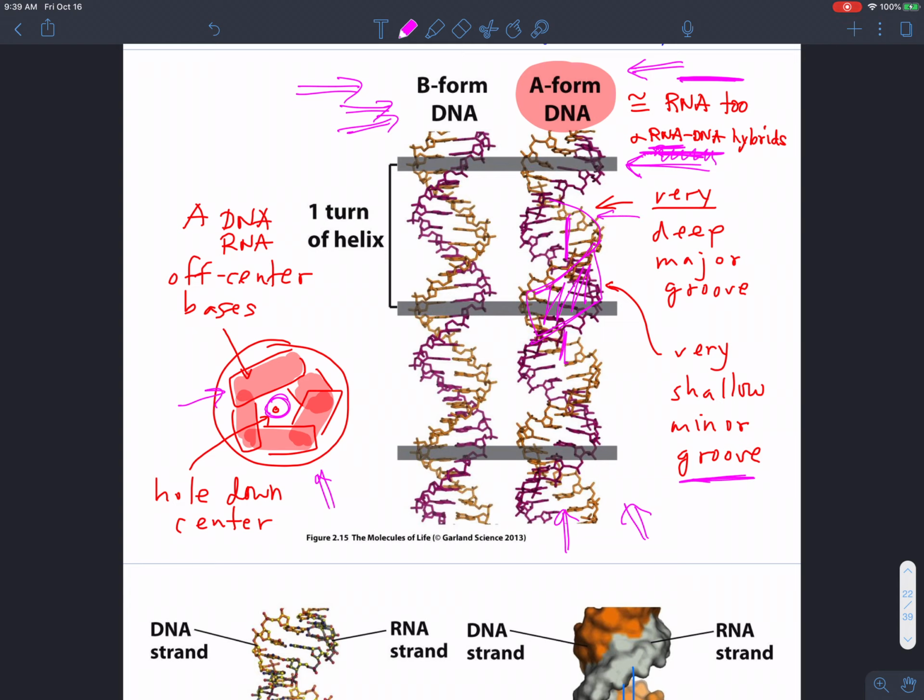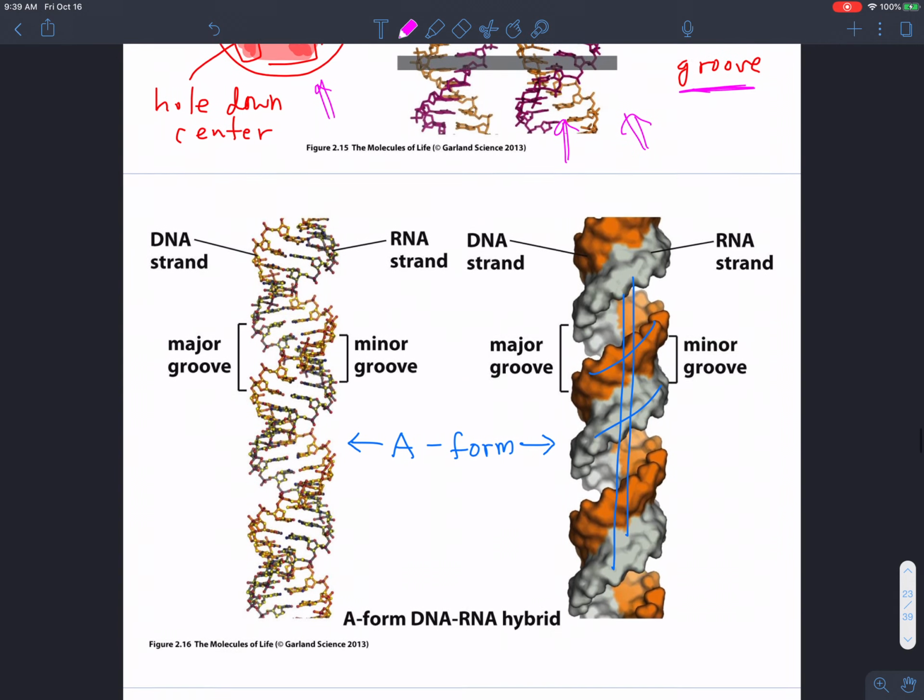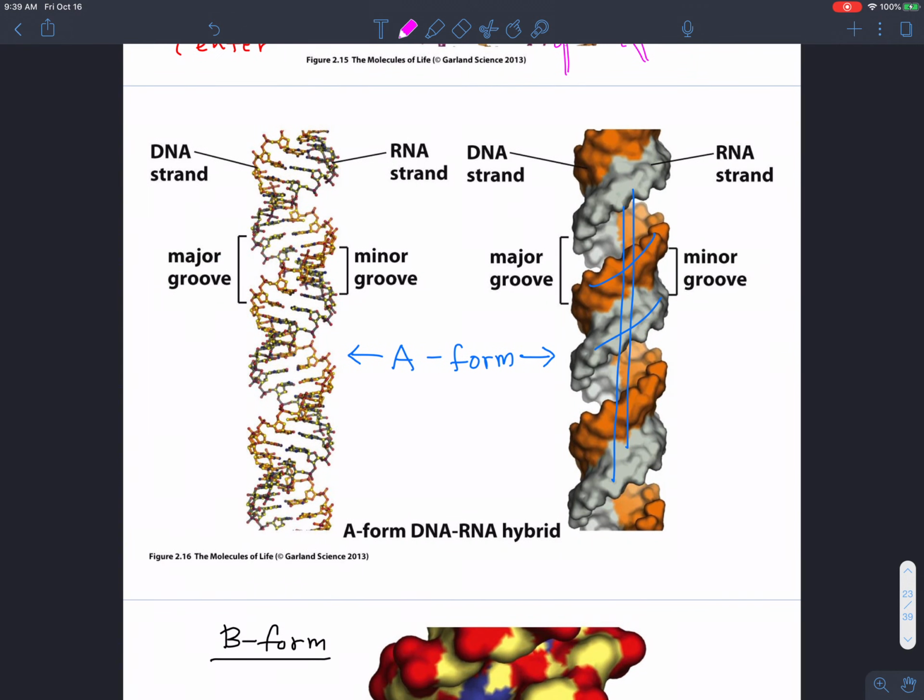And then this major groove is extremely deep. You've got to go all the way across the helix axis in order to look at the bases in the major groove. Here it is again. Here's the major groove. Here's the minor groove in the ball and stick representation of the molecule. Here's what it looks like in something like a space-filling model. And again, you can see it looks like a ribbon here that's wrapping around an invisible pole in the middle.